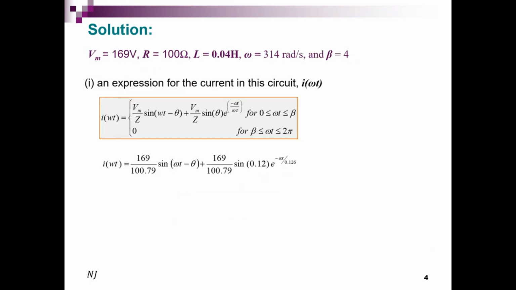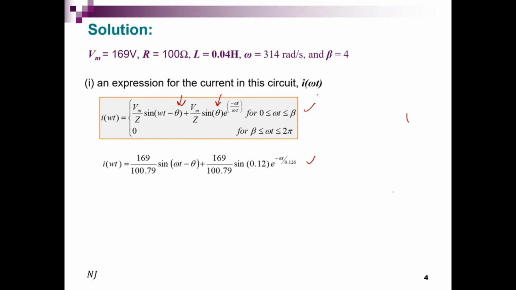Okay, so after getting the value of the impedance, theta and omega tau, now we can substitute it into this equation. So we will get this one. But bear in mind that for the theta here, if you use radian, all the values must be in radian as well. And if you are using degree, all the values must be in degree. It must be the same. Otherwise, you will get a wrong answer.